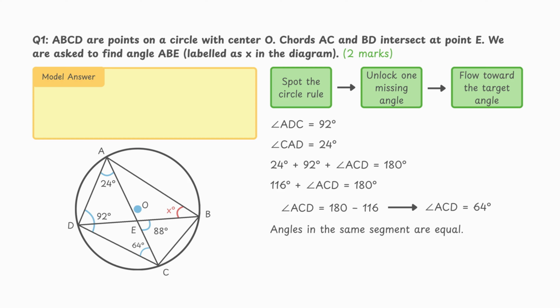Now take a moment to understand the full flow. We started by spotting a triangle, used triangle angle sum to find a missing angle, then recognized the same segment rule and transferred that angle directly. So even though the diagram looks complex, the solution comes from combining simple steps. So the key idea is this: find an angle inside the circle first, then use the same segment rule to transfer it. This is how you move from one part of the diagram to the target angle with confidence.